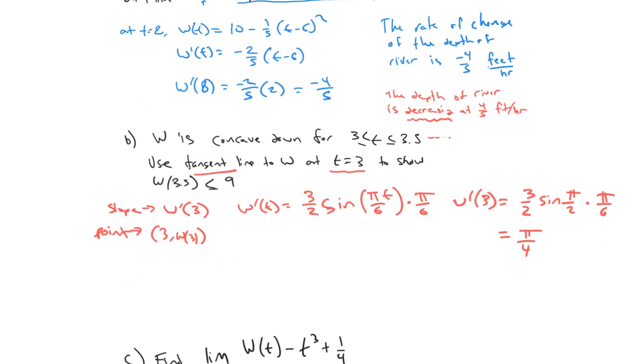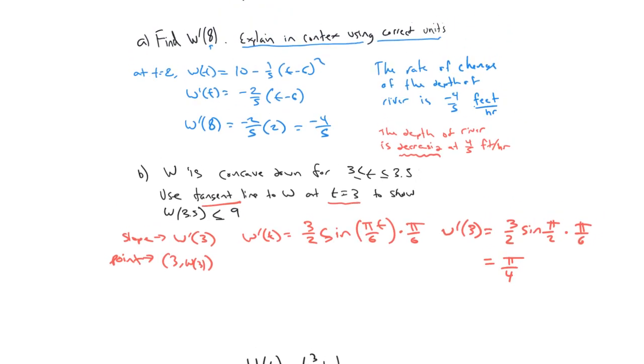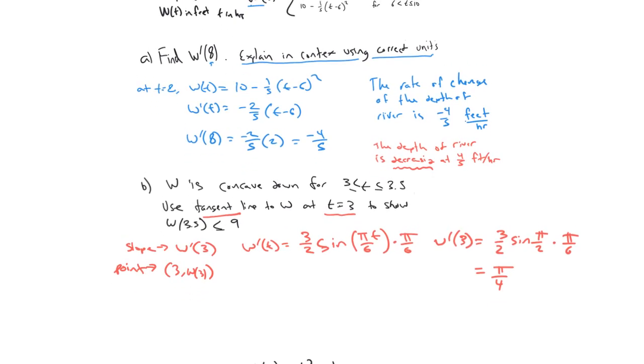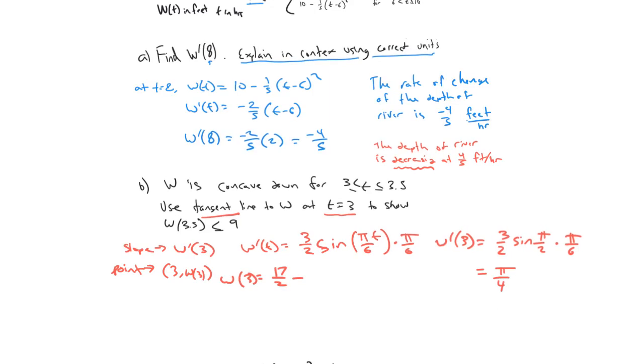All right, so I have my slope, and to get my point, I just need to plug in w of 3. Again, that's from the top function, so W of 3 is 17 halves minus 3 halves cosine of pi over 6 times 3. That's pi over 2, and cosine of pi over 2 is 0. So we get 17 halves. So now I know my point is 3 comma 17 halves.